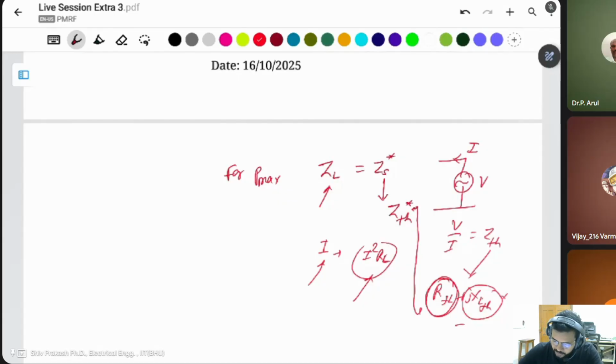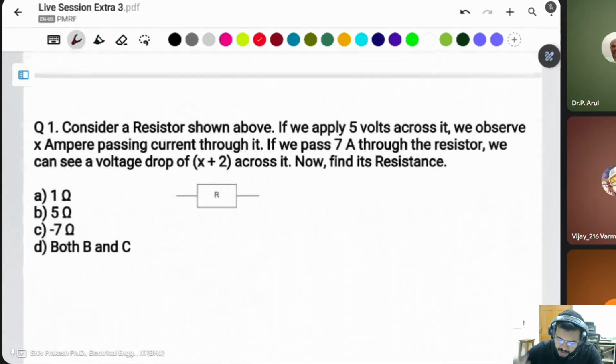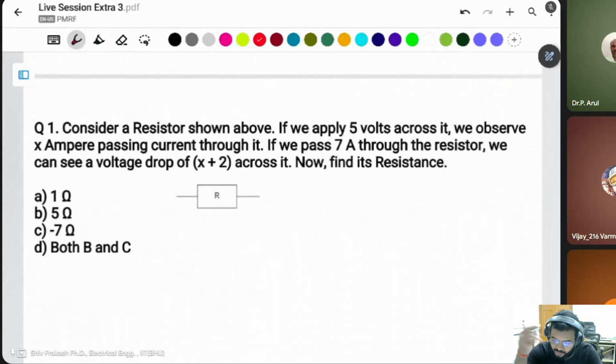Okay, let's start the question. Consider the resistor shown below. If we apply 5 volts across it, we observe X amperes of current passing through it. If we pass 7 amperes through the resistor, we see a voltage drop of X plus 2 across it. Then find the resistance value.